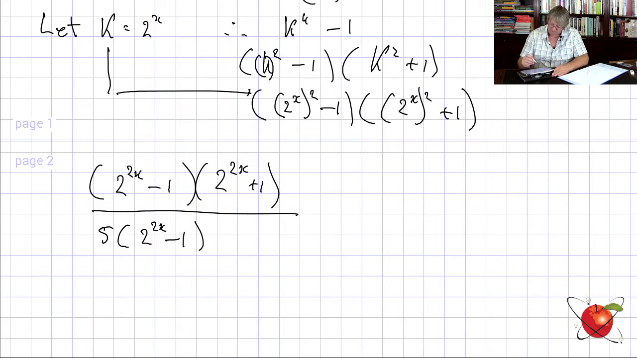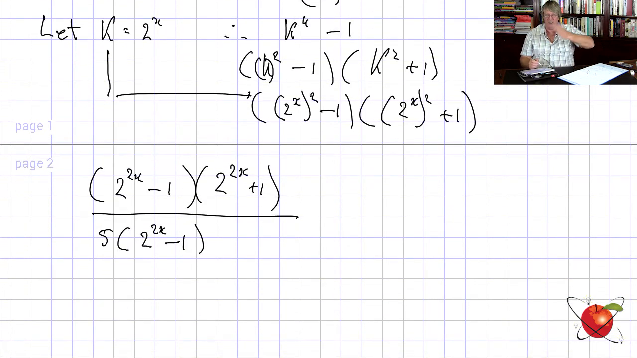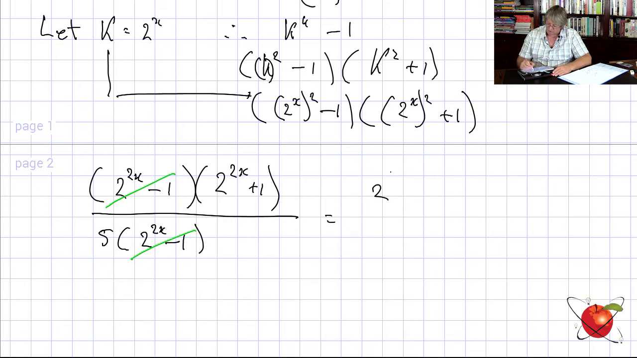Okay, let me just have a look here. Oh, come on. 2x minus 1. Can you see that? Okay, you guys don't have to slide up and down. You've got it on one piece of paper. So it's 5, 2x minus 1. Now let's have a look. Cancel out. Therefore, we are left with what? We are left with 2 to the power of 2x plus 1 divided by 5. All right?